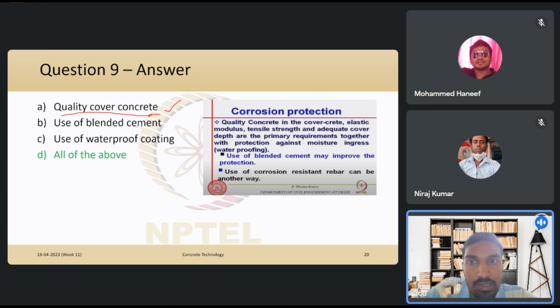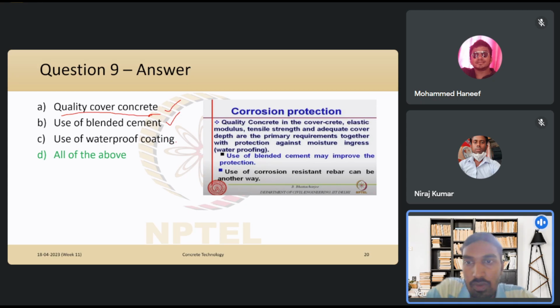The use of blended cement. So again, blended cement will help you in reducing the porosity, right? So we are talking about using mineral admixtures, right? So that's what we use in the blended cement. So that will, as we saw earlier, reduce the porosity, right? So therefore your porosity will come down, therefore your permeability will also be improved. Therefore, it will also help you in preventing corrosion.